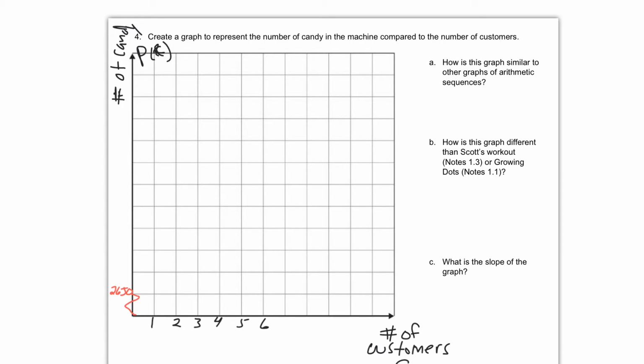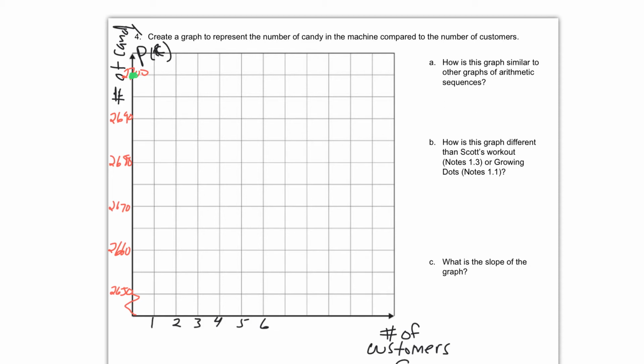So then this would be 2,660, 2,670, 2,680, 2,690, and up here at the top would be our 2,700. And then we can go ahead and start plotting our points. The points are coming directly from our table. So our first point was 0, 2,700. So our first point is up here.